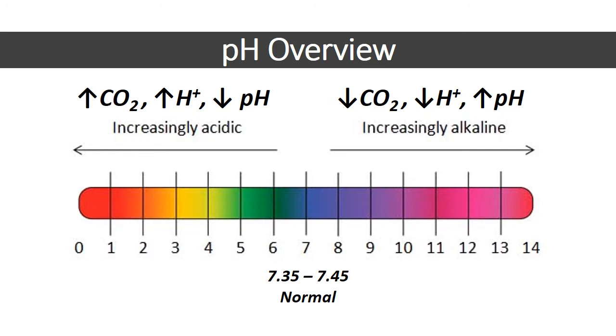So if the blood is just strictly hydrogen, it's going to have that low pH at 0, but the body's not going to get down that low. It's not survivable even close to that. So going up towards the alkaline side, there's a decrease in CO2 overall, a decrease in the hydrogen ion concentration, but an increase in the pH.